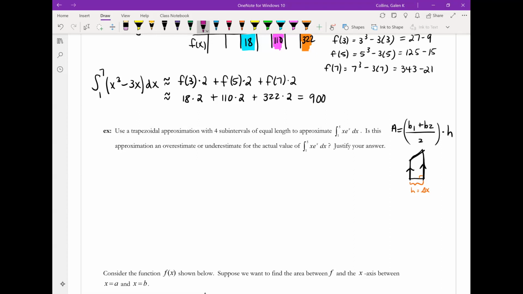We said we have 4 subintervals, so that means our n equals 4. And again, we're told that they're going to be subintervals of equal length, which won't always be the case, but it is today. So if I use my little formula, b minus a over n, that gives me delta x. That's going to be 5 minus 1 over 4, and delta x is 1.